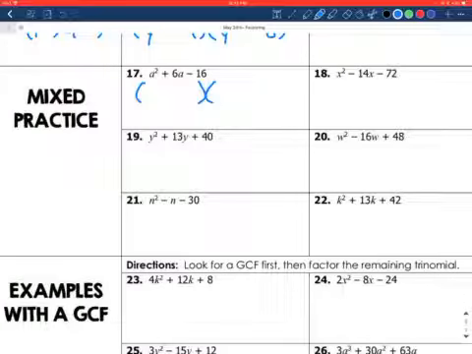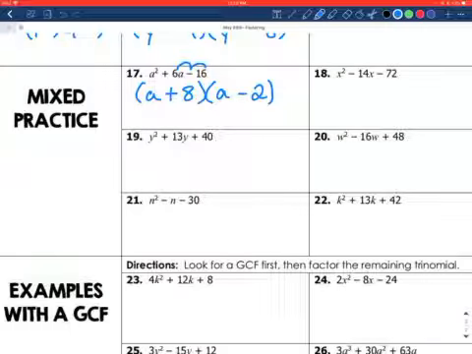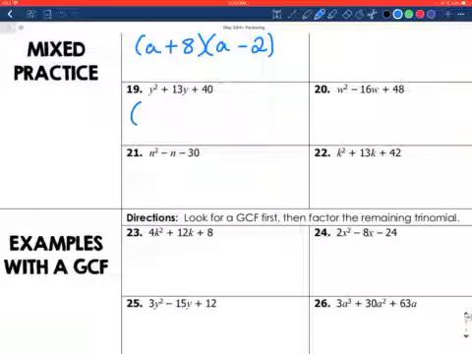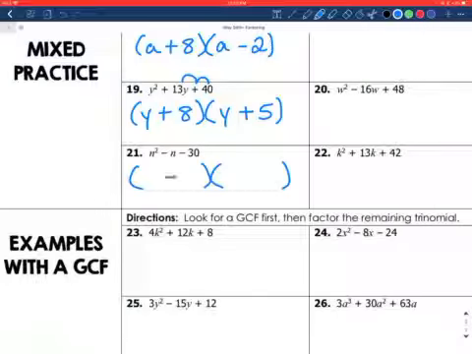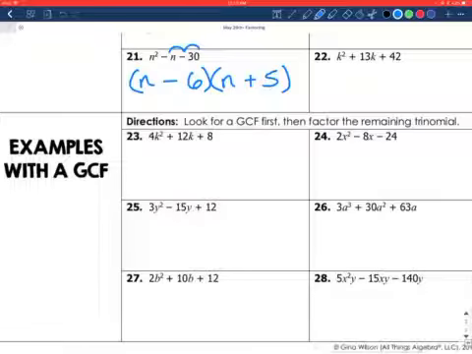All right, so a little bit of mixed practice here. Still applying the same rules. Drop your first sign. Second sign tells you they are different. Factors of 16 that will subtract to give you 6 are 8 and 2. Two sets of parentheses. Drop your first sign. Second sign tells you they are the same. Factors of 40 that will add to give you 13 are 8 and 5. And for 21, drop your first sign. Second sign tells you they are different, so this one's got to be a plus since the first one was a minus. Factors of 30 that will subtract to give you 1 are 6 and 5. 6 comes first. Why? Because it's the bigger number.